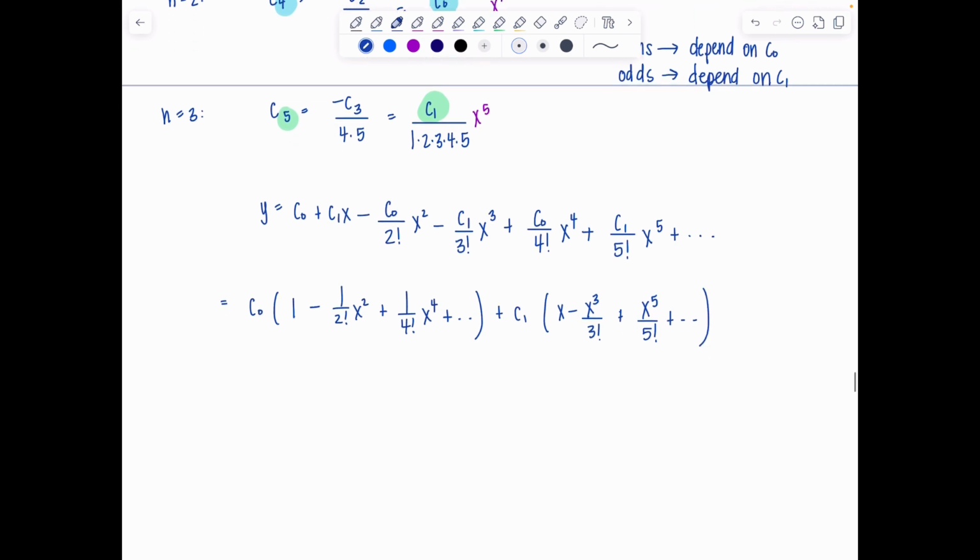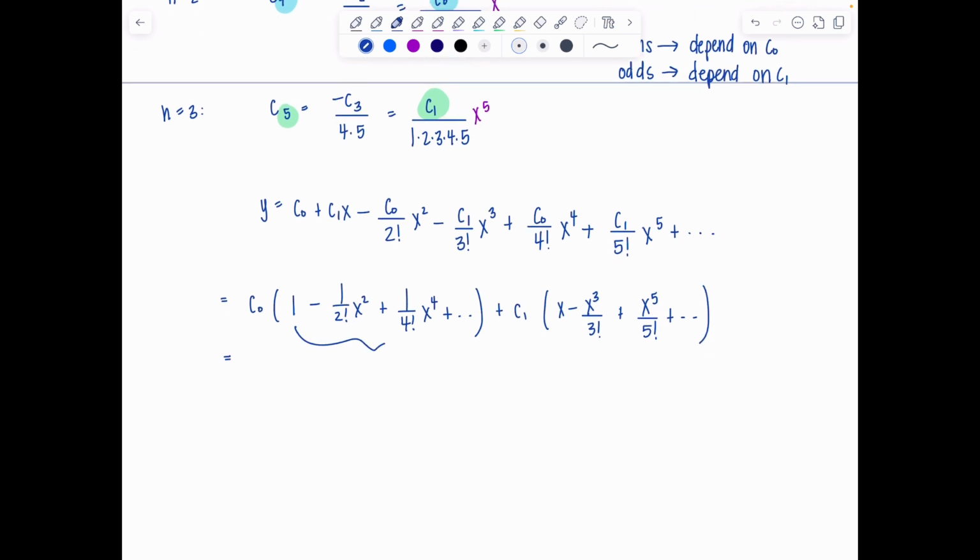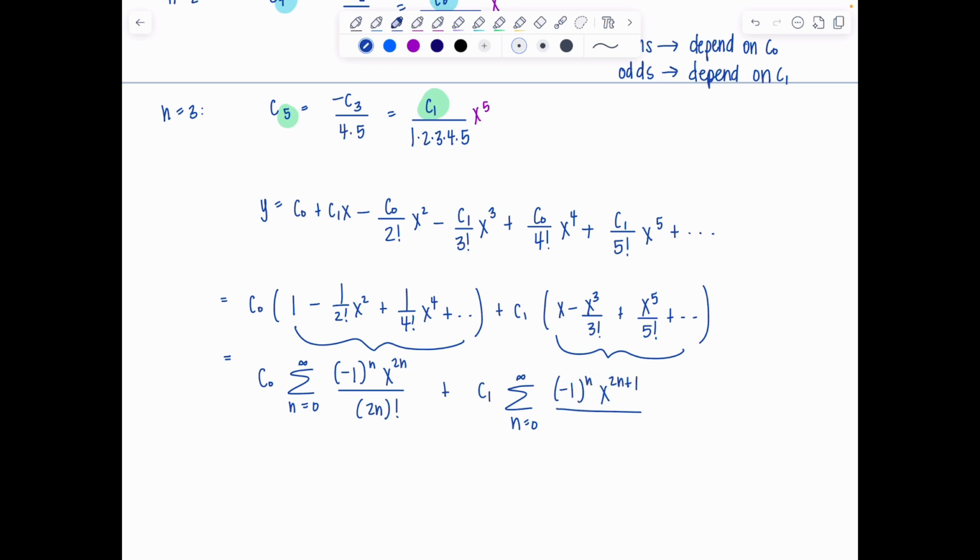Okay, and then let's write out the rule for those terms in sigma notation. Let's write out the infinite sum. So hopefully you recognize it's n equals 0 to infinity. It's alternating, so we'll have negative 1 to the n. All of the powers on x are even, so we have x to the 2n over 2n factorial. Plus c1, who is this? This is the sum, n equals 0 to infinity, negative 1 to the n, x to the 2n plus 1 over 2n plus 1 factorial.